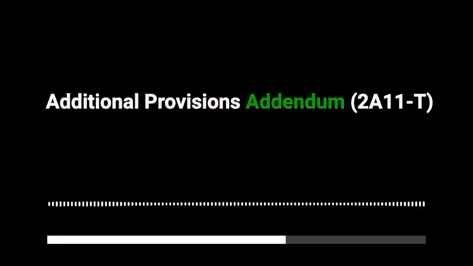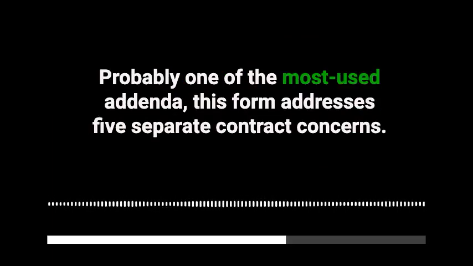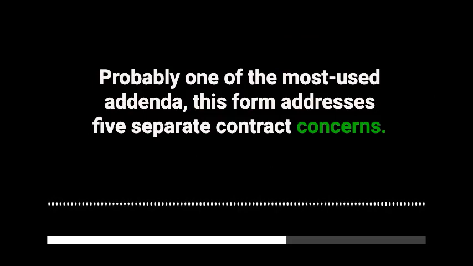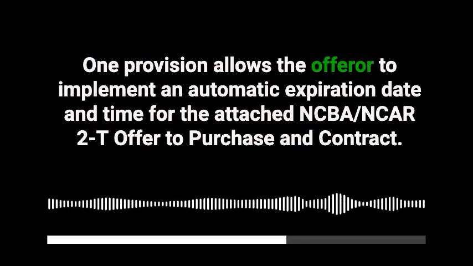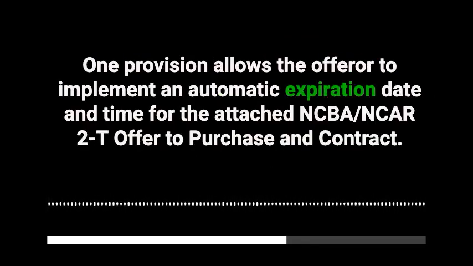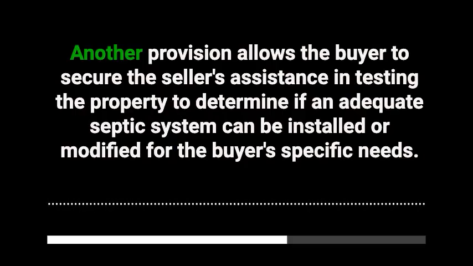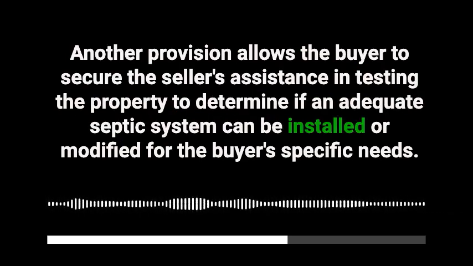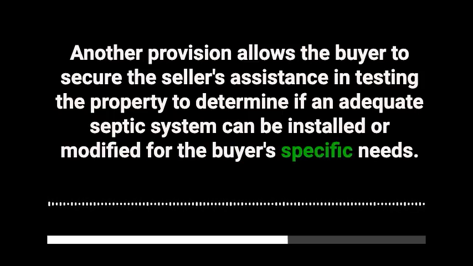Additional Provisions Addendum. Probably one of the most used addenda, this form addresses 5 separate contract concerns. One provision allows the offeror to implement an automatic expiration date and time for the attached NCBA and COR2T offer to purchase and contract. Another provision allows the buyer to secure the seller's assistance in testing the property to determine if an adequate septic system can be installed or modified for the buyer's specific needs.